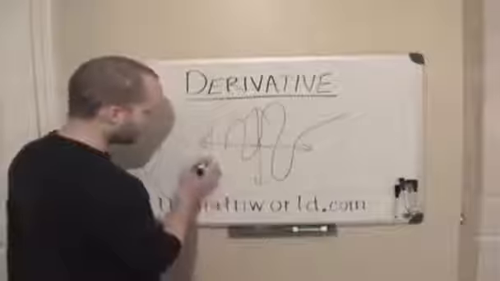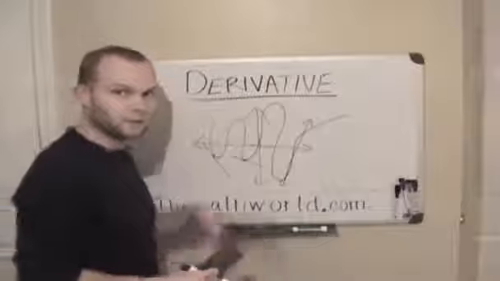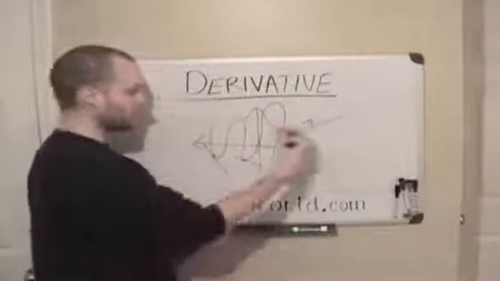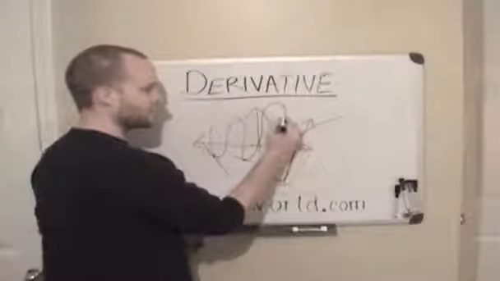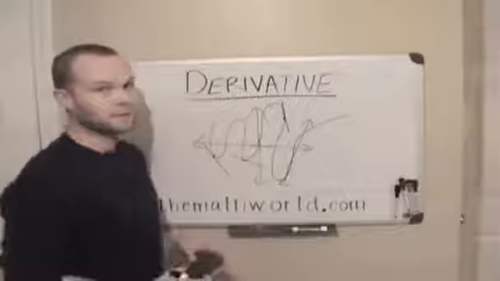But if the graph looks something like this, at any point on this graph it's going to have a different slope. There's a different slope at this point, and at this point, and at this point, as you can tell. So there's no one slope for the entire graph. What we do in calculus is find a point on a graph and try to find the slope at that one point, and that's going to be the derivative.